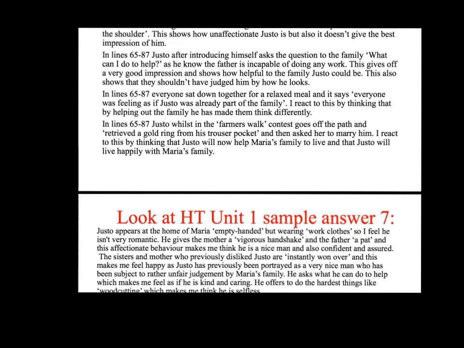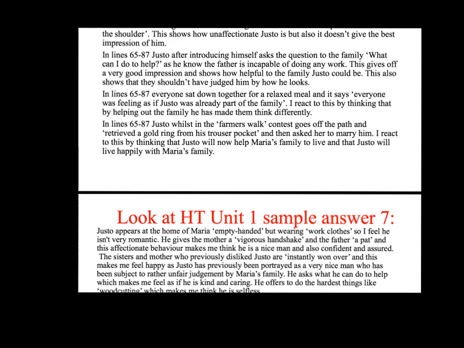So carrying on from the previous response, we go to paragraph 2. In lines 65 to 87, Justo, after introducing himself, asks the family, "What can I do to help?" as he knows the father is incapable of doing any work. This gives off a very good impression and shows how helpful to the family Justo could be. This also shows that they shouldn't have judged him by how he looks. In lines 65 to 87, everyone sat down together for a relaxed meal, and it says everyone was feeling as if Justo was already part of the family. I react to this by thinking that by helping out the family, he's made them think differently.